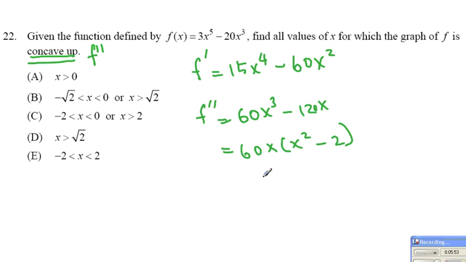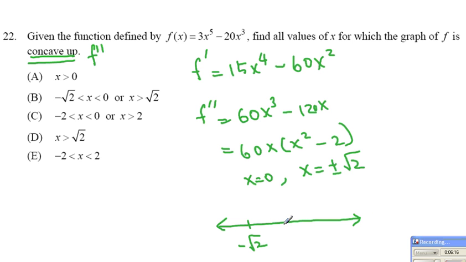Then we will realize that the values that satisfy this are x has to be 0, coming from here, and here we will get x has to be plus or minus radical 2. Now, if you use the number line, we have one negative number, 0, and radical 2. Now, notice, concave up means the second derivative has to be positive. How can we have the second derivative be positive?